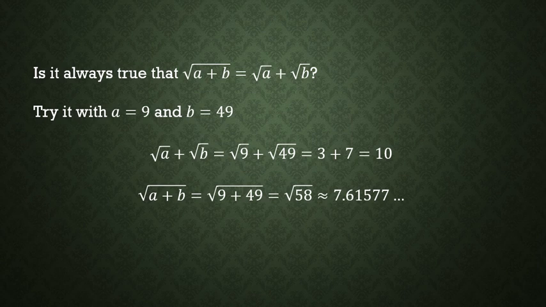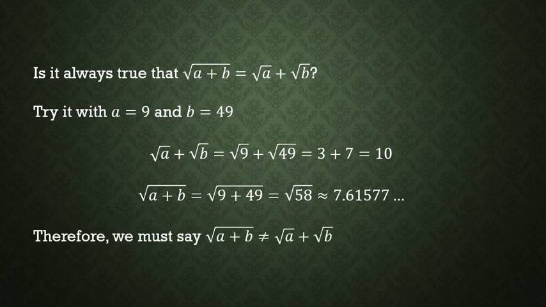So therefore, we have to say that the square root of a plus b is not equal to the square root of a plus the square root of b. Same kind of thing goes with minus here. If you had a minus sign in there as well, same thing happens.